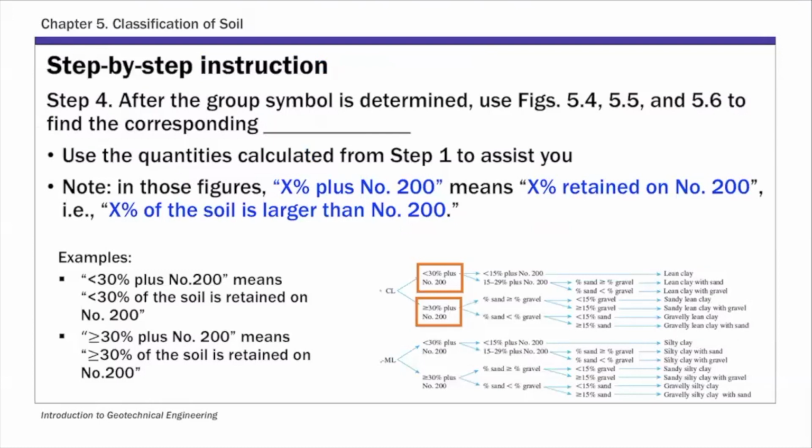All right, once you have that, the final step, step 4 of the USCS system, is to find the group name. Once you get the group symbol, the final step is to find the corresponding group name. To do that, as I mentioned, you use figures 5.4 through 5.6. So that's the group name figures. The group name figure is relatively easy and very straightforward to use, but there's one thing I want to point out.